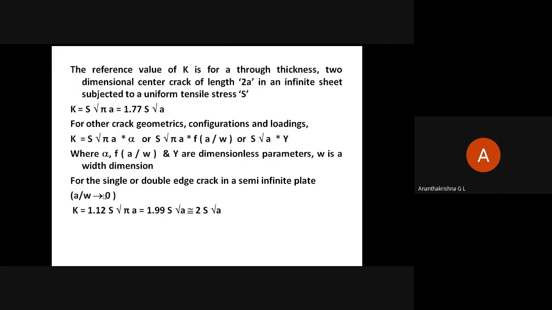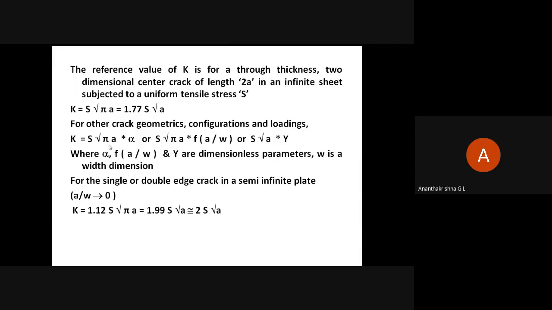So with a by W approaching zero, what we are going to get is K equal to 1.12 S root pi A. Then take this root pi out, and what you are going to get is 1.99 S root A, which is approximately equal to 2 S root A. So that is the value of stress intensity factor K.